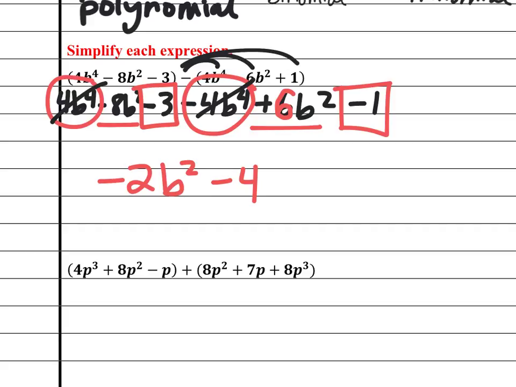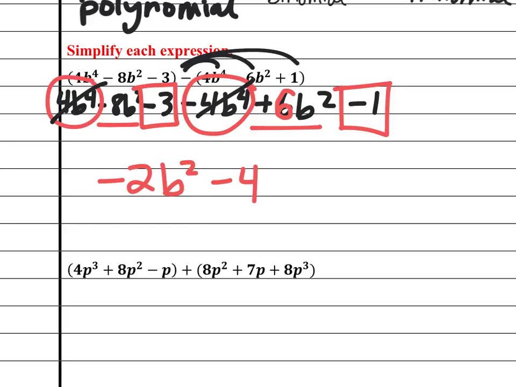Let's go ahead and name this while we're at it. Would you please tell the person closest to you, what is this called? Who do I want to pick on? Ethan, what is this called? You mean negative 2b squared minus 4? Yes. What's the name? Owen, could you help him out?